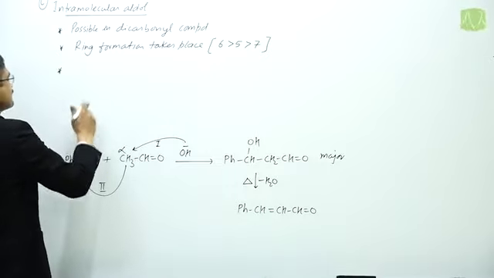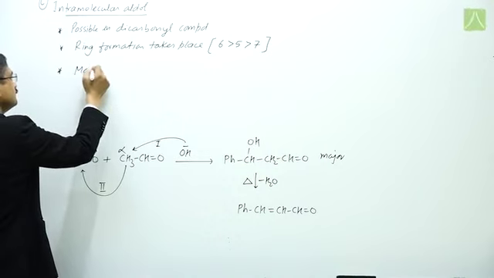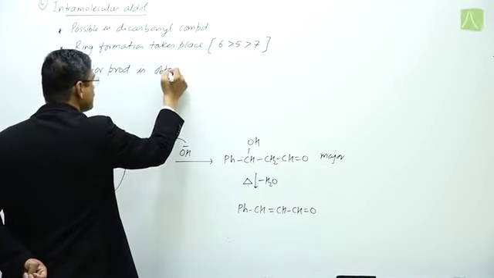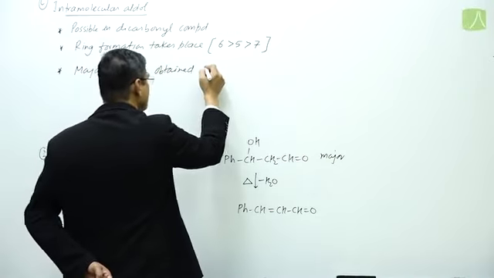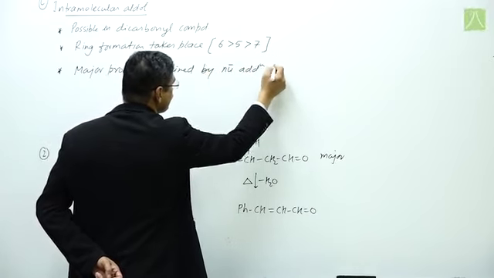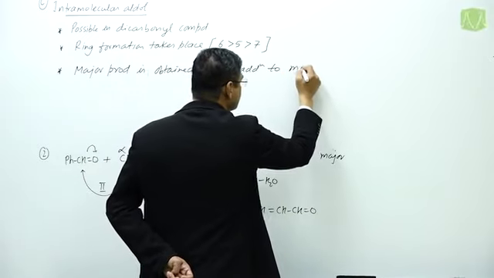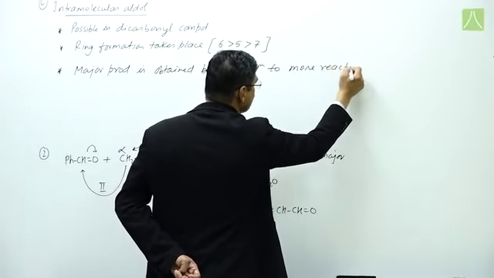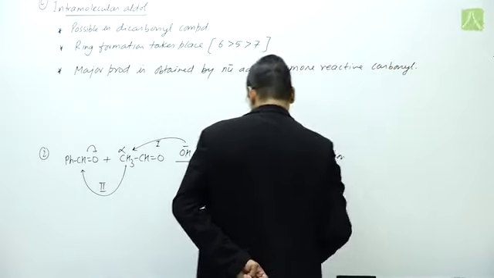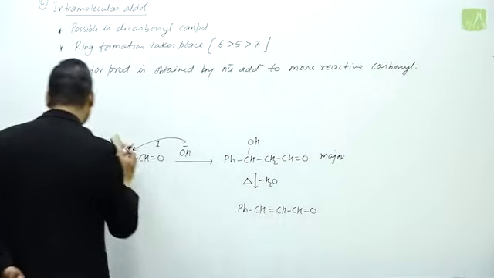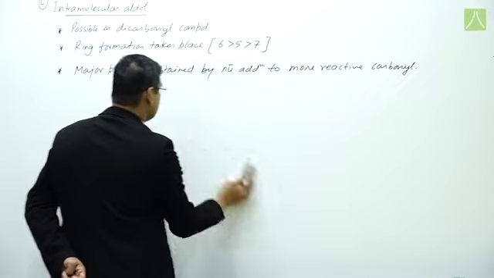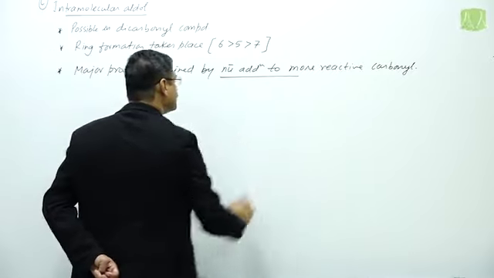Again the condition is like this. The major product is obtained by nucleophilic addition to the more reactive carbonyl. The other products are minor products. If possibilities are more than one, then this is the major product.